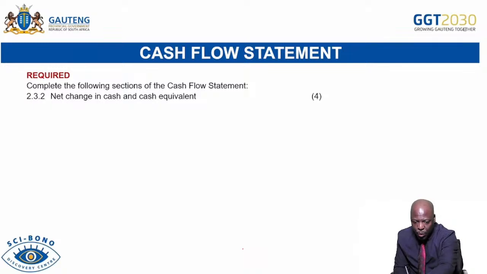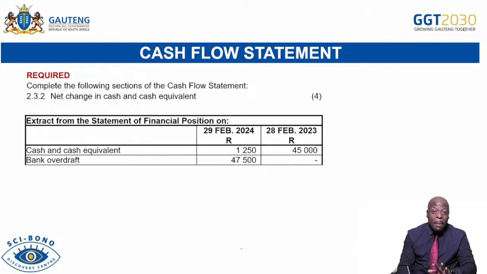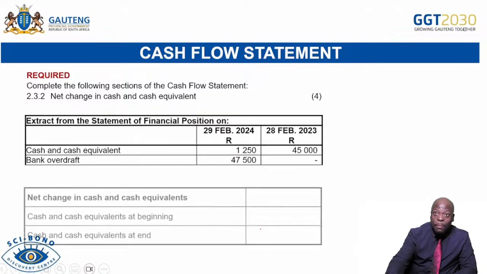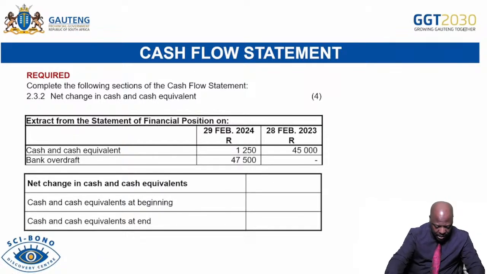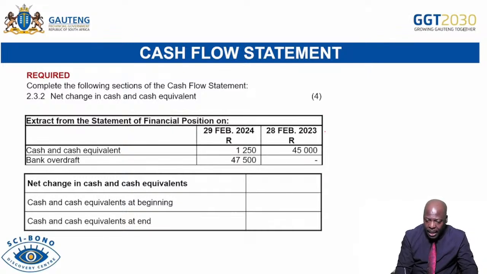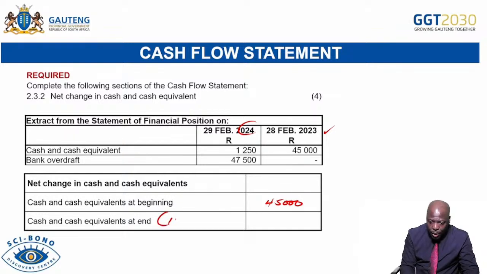Okay, let's go on to the next one, which is your net change in cash equivalents. Remember, we had one similar to this one earlier on. So cash equivalents at the beginning of the year, we had 45,000. So I'm going to come here. It is 45,000, which is in 2023. But cash equivalents at the end now, which is in 2024, you will see here that I have 1,250. And I also have a bank overdraft, so it's going to be minus 47.5.